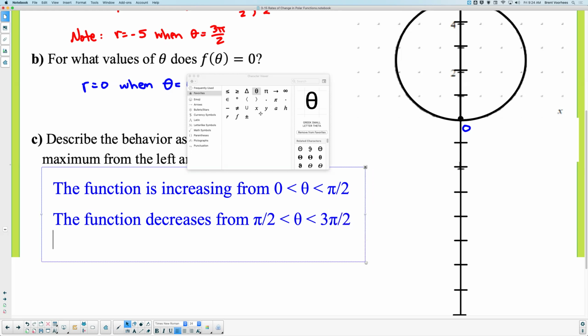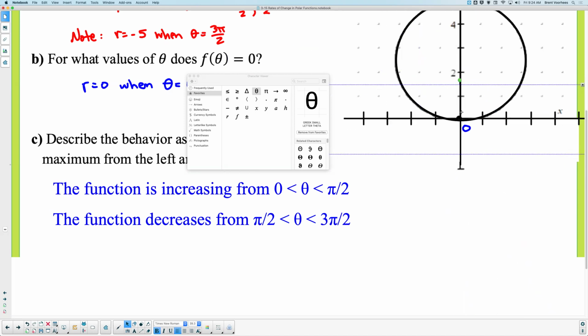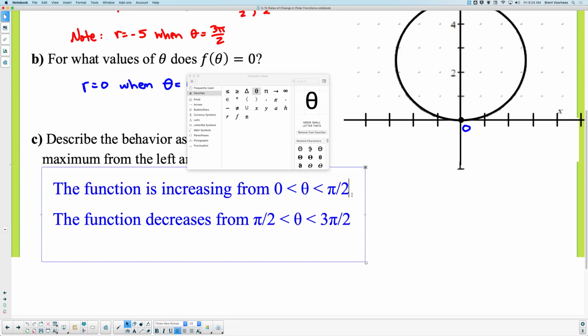And then finally, it would increase one more time. After 3 pi over 2, this graph would start to increase again, and it would increase until 2 pi. So to finish this off, the function is increasing when theta is between 0 and pi over 2, and it continues to increase from 3 pi over 2 to 2 pi.